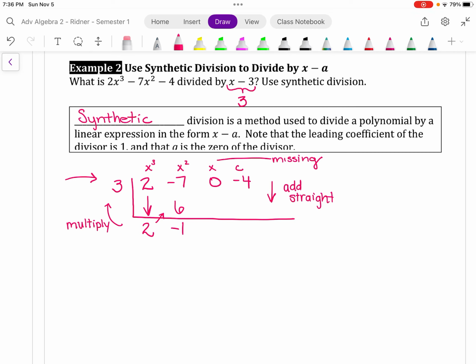And then we're going to repeat. 3 times -1 is -3. 0 minus 3 is -3. -3 times 3 is -9. Add straight down to get -13. The last term is always my remainder.